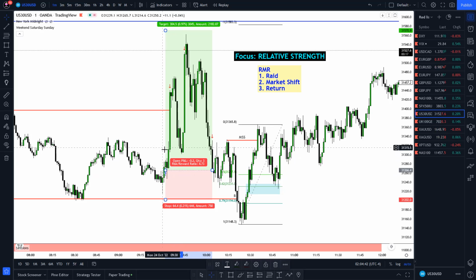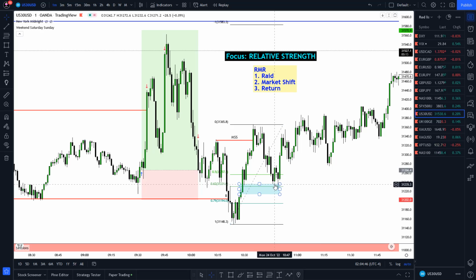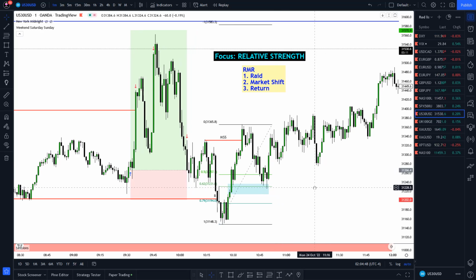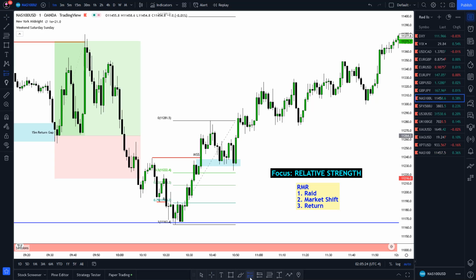So on the first entry, we saw that the Dow was actually the strongest. But now on the second entry, the Dow is actually the weakest. So for this second trade, we actually wouldn't take a long on the Dow at 10:49. We'd actually place our entry on the NASDAQ at 10:49 right there.